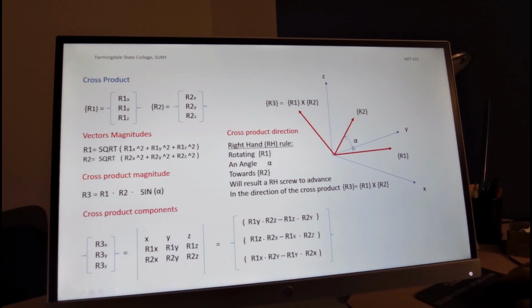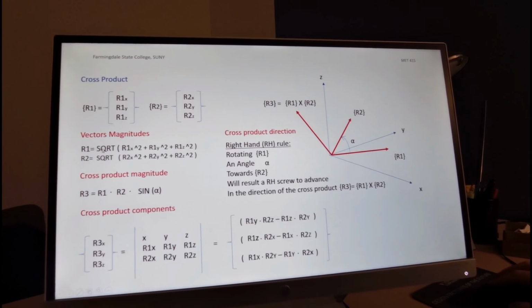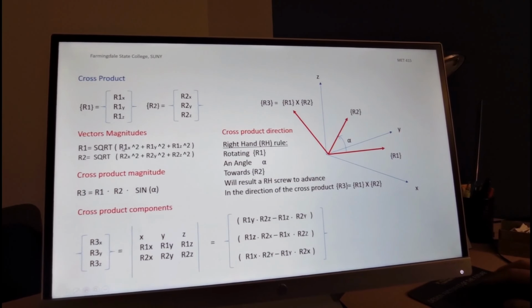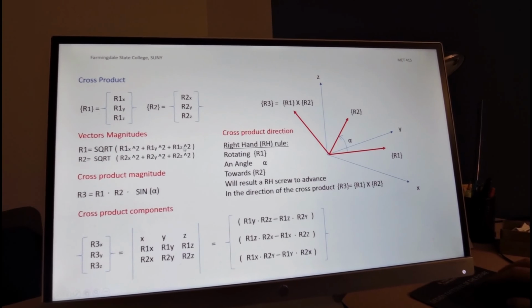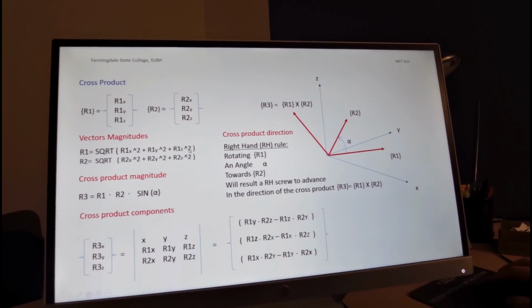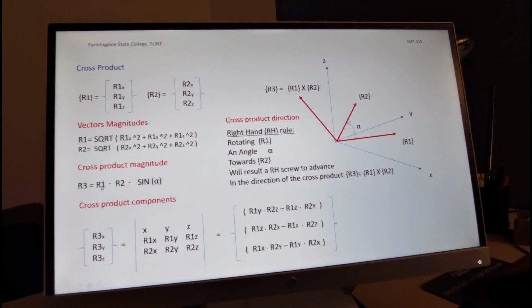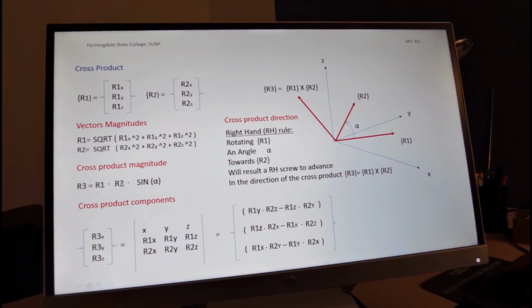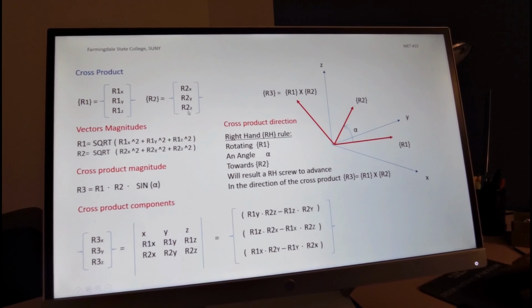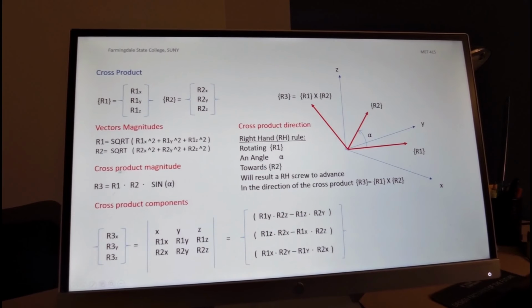the angle in between. Now the magnitude of r1 is given as the square root of the sum of the squares of each one of the components. These are the components, this is the sum of squares, and this is the square root, giving us the magnitude of r1. Similarly, we find the magnitude of r2 from its components. Now, this is the cross product magnitude.